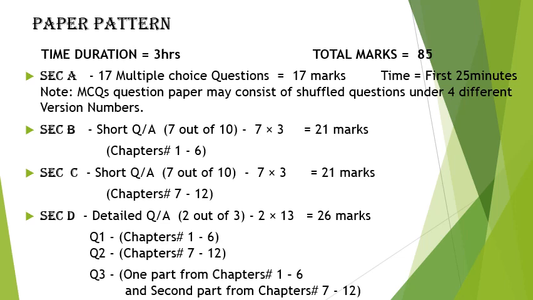And then Section D, a detailed question answer section. Here you have to do 2 questions out of 3. Each question is of 13 marks, so the total marks assigned to this section are 26. Among the 3 questions, the first question will be from chapter 1 to 6, while question 2 will be from chapter 7 to 12, while in question 3, one part will be from chapter 1 to 6 and the other part will be from chapter 7 to 12. Each question can have 2 or 3 parts, right?